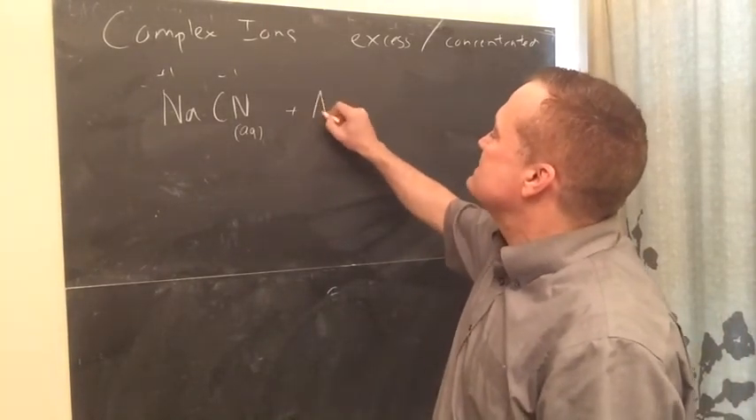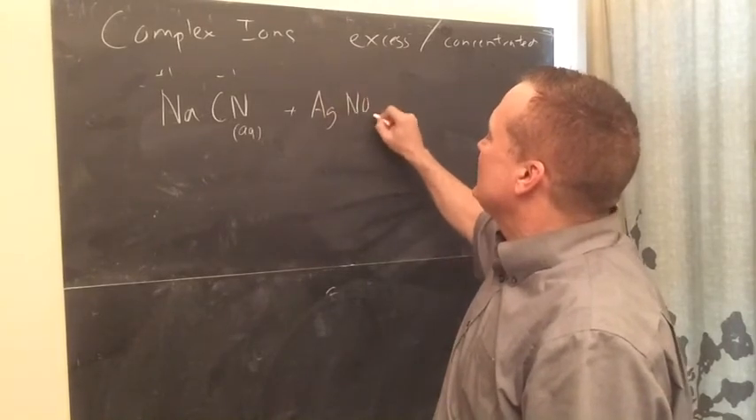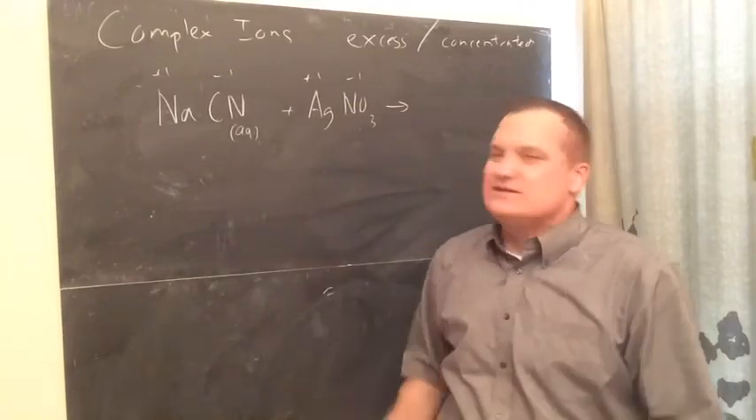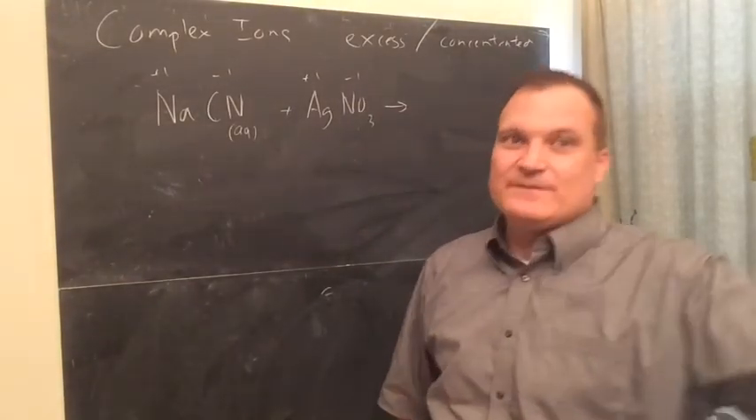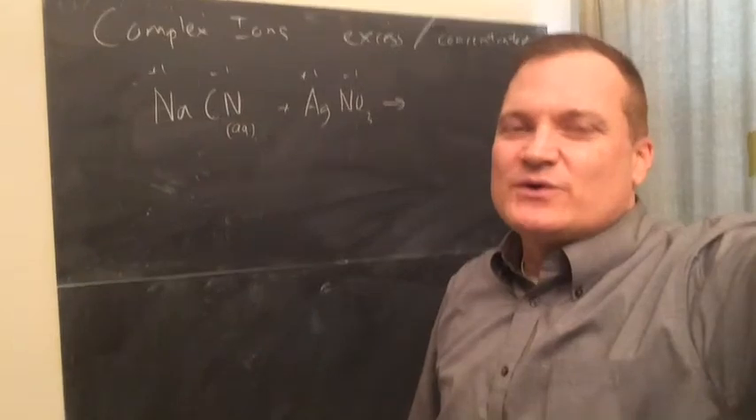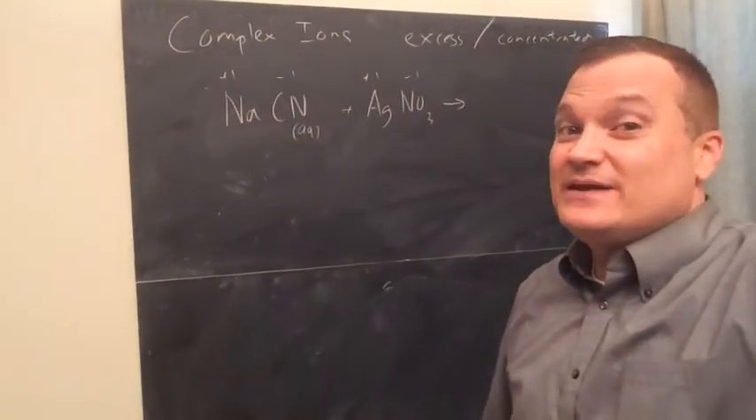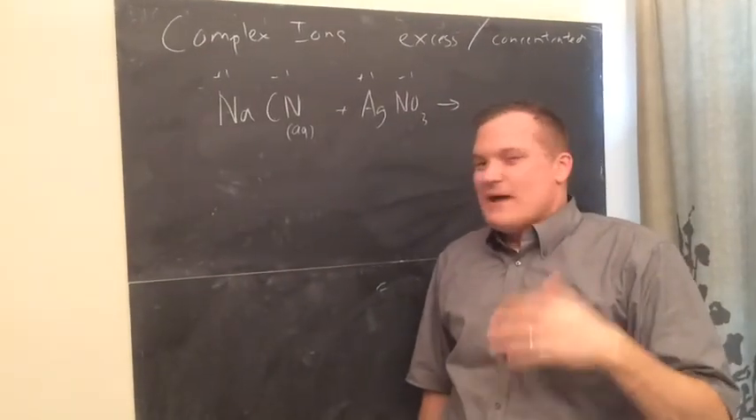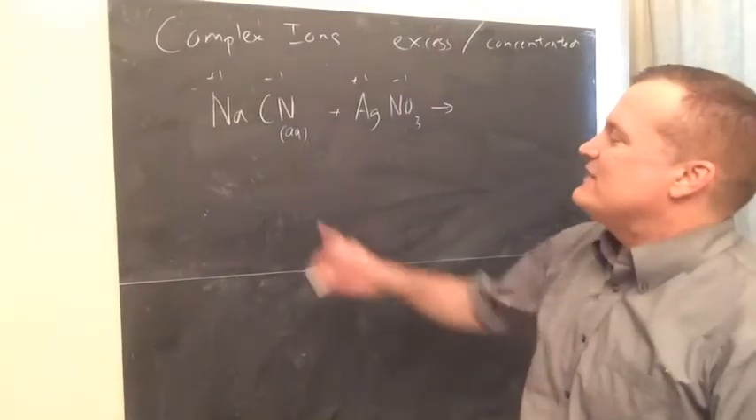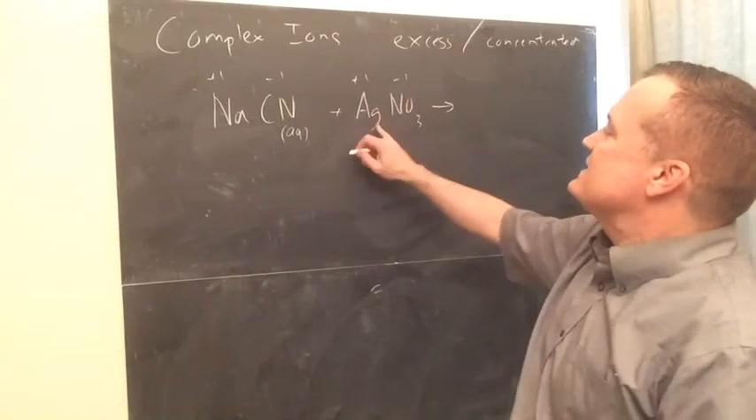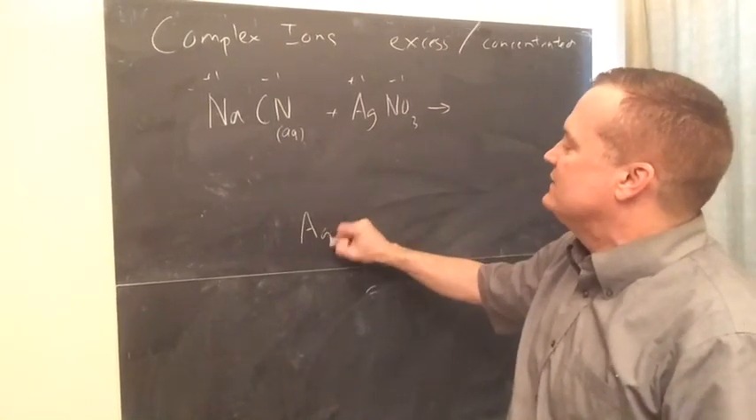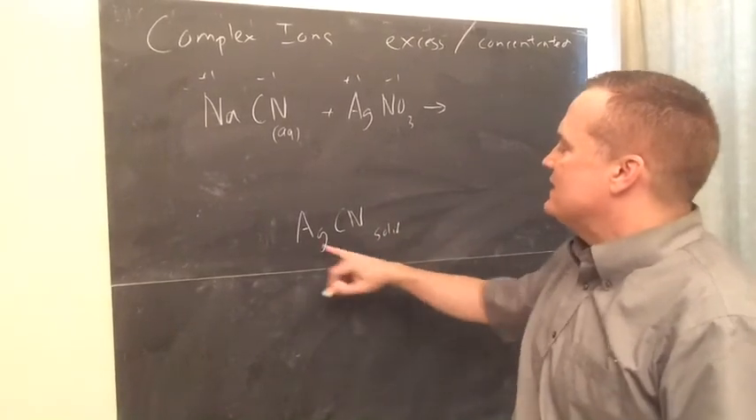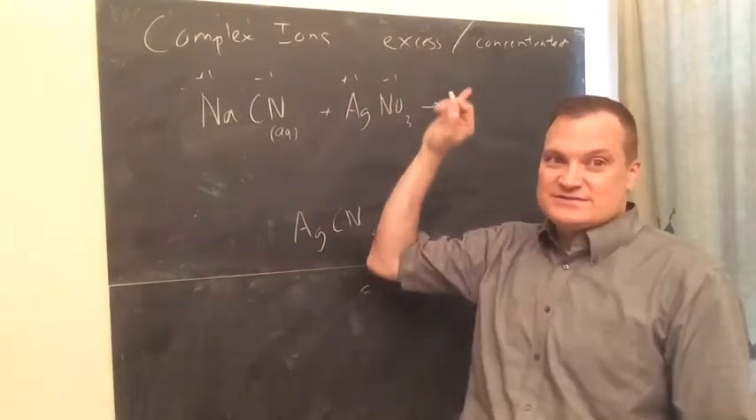Now, silver nitrate is AgNO3. You should know that. Now, at first glance, you might think, oh, it looks like it's going to be a single replacement reaction. That's what you might think at first. But since the word excess was in there, something else happens. It turns out that, well, let me start off with a little bit. If it wasn't excess, yes, you would get AgCN, a solid. If it were not excess, you'd get this.